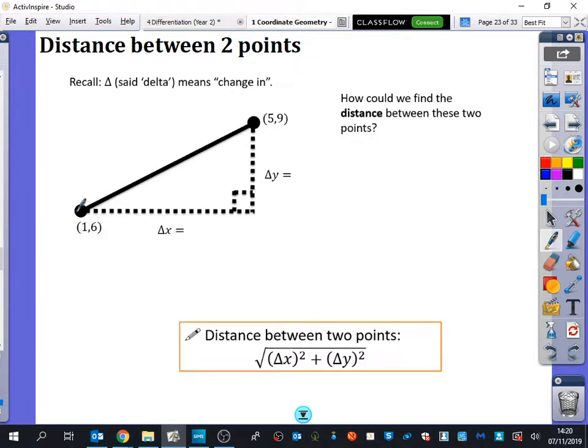Just talk to the person next to you. Do you think you remember or do you think you know how you might find the distance between these 2 points? Okay, I'll give you 30 seconds to have a quick talk about that and give as much detail as possible.